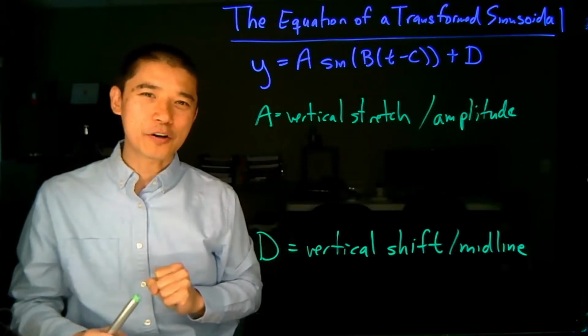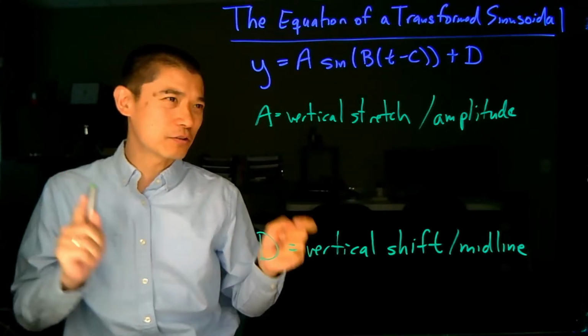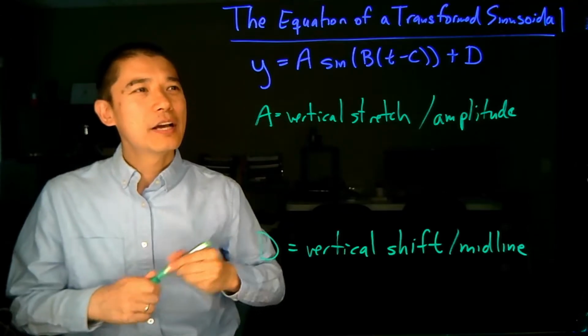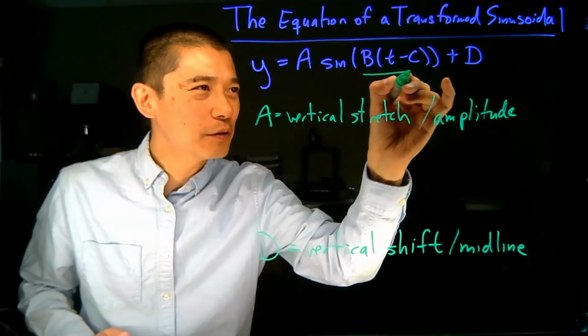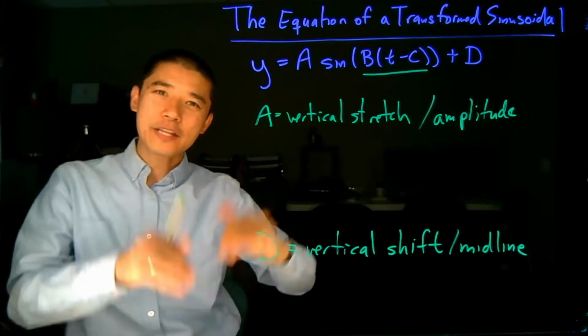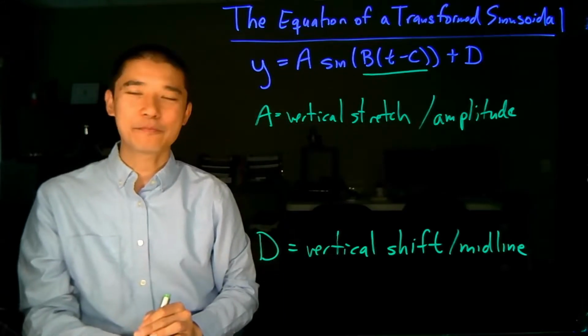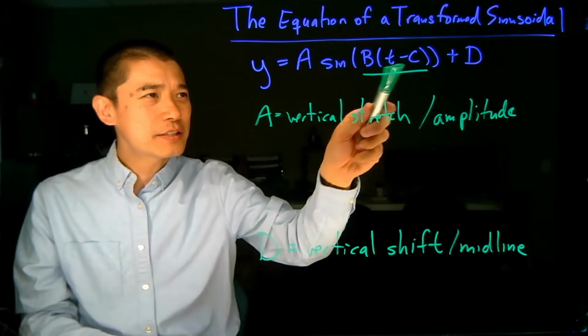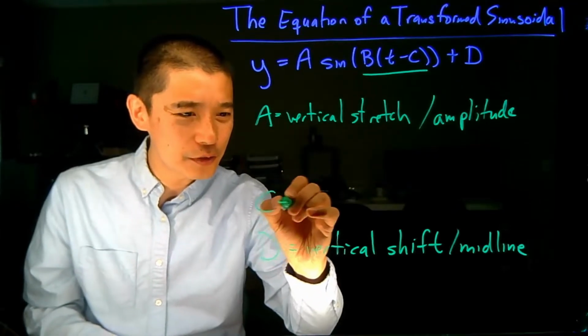The horizontal part is a little bit confusing because there are a lot of little bits and pieces to it. First thing is when you look at this right here, you'll notice that it's t minus c inside of parentheses. Now, this c right here corresponds to a horizontal shift.